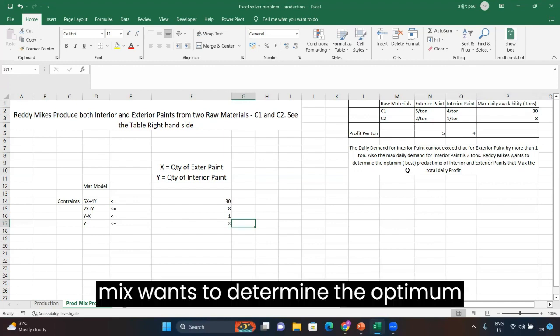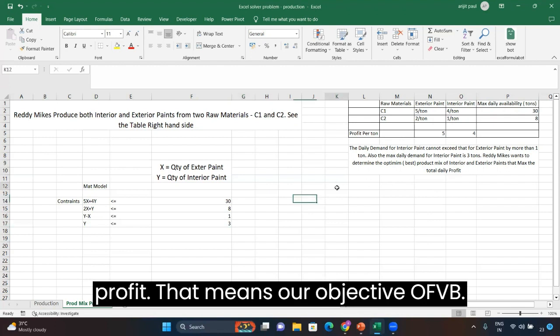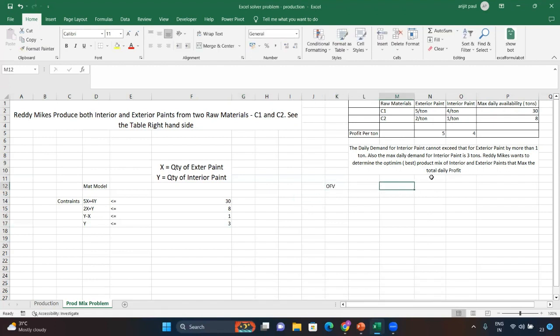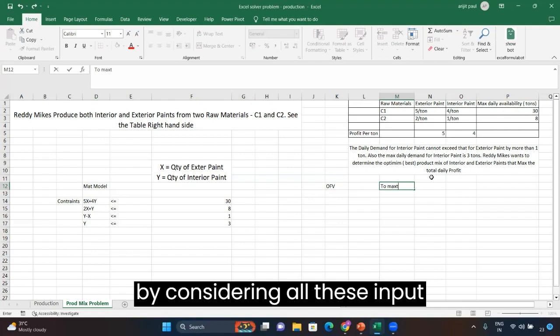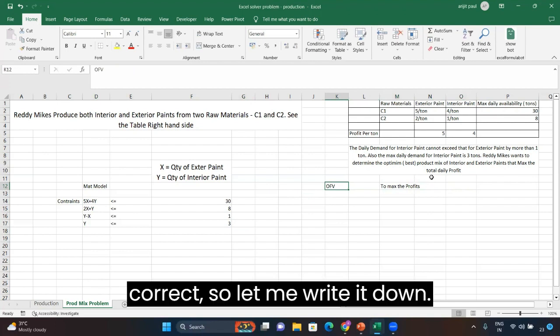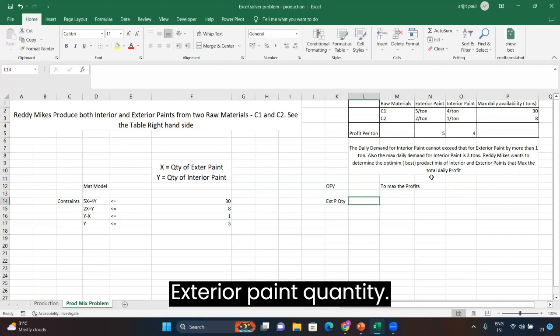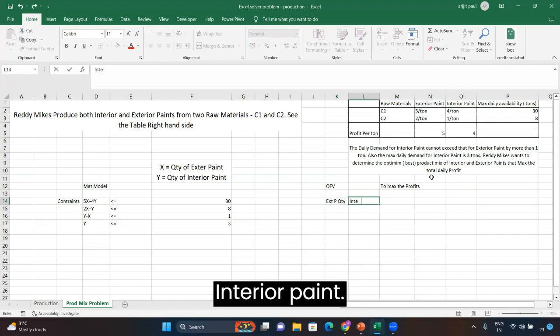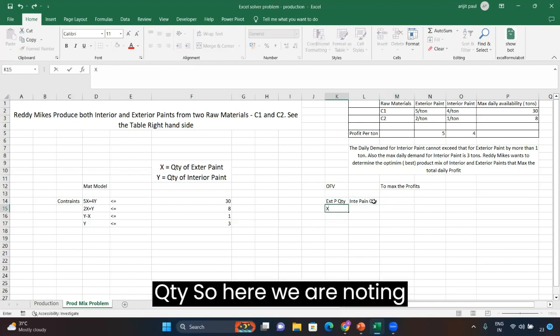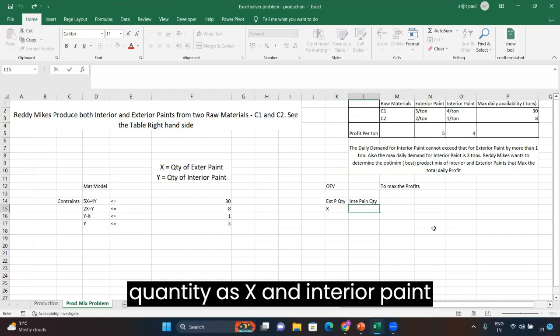Now, ReadyMix wants to determine the optimum product mix of interior and exterior paint that maximizes the total daily profit. That means our objective function (OFP) is to maximize the profit by considering all these input parameters and the constraints. Correct? So let me write it down. Exterior paint quantity, interior paint quantity. Here we are referring to exterior paint quantity as X and interior paint quantity as Y.